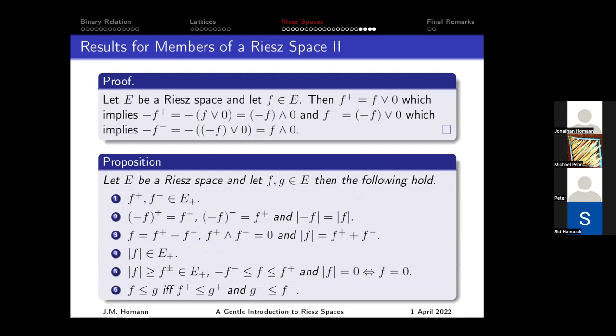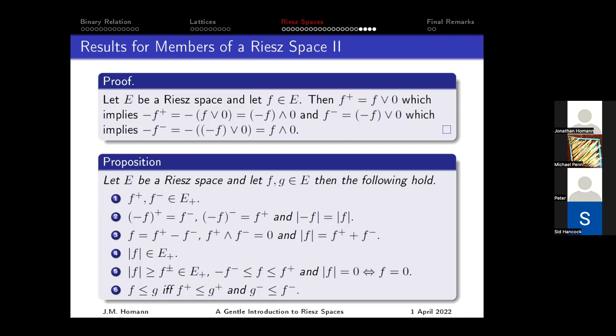So if E is a Riesz space and if f and g are in E, then the following statements hold true. One, f plus and f minus are members of the positive cone of E. Two, the positive part of minus f is equal to f minus, the negative part of minus f is equal to f plus, and the absolute value of minus f is equal to the absolute value of f. Thirdly, f is equal to f plus minus f minus, f plus inf f minus is equal to zero, and the absolute value of f can be written as f plus plus f minus.